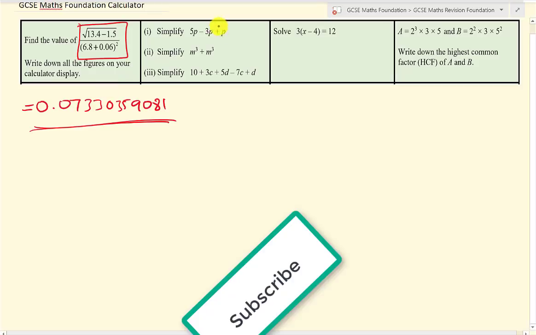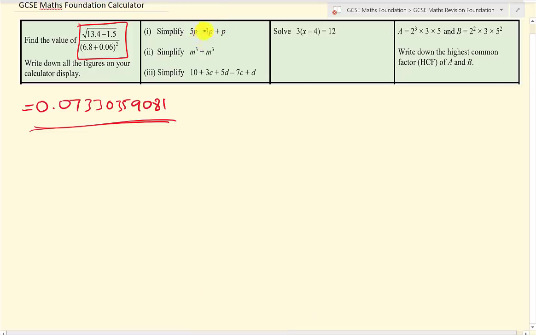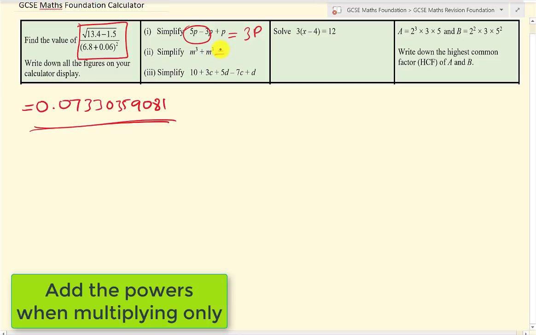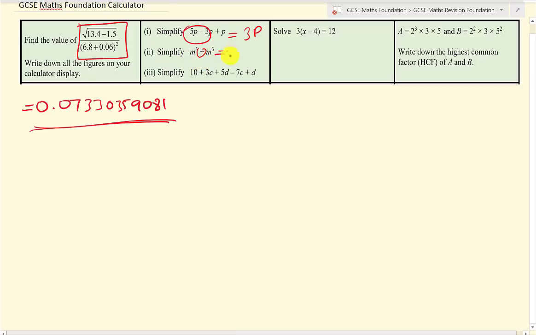Simplify 5p minus 3p plus p. So we know that 5p minus 3p is 2p, and add the p, which gives us 3p. Next: m cubed plus m cubed. Just be careful with this question. It is adding the two terms, not multiplying. So we're going to add m cubed and m cubed. So we have two lots of m cubed here.